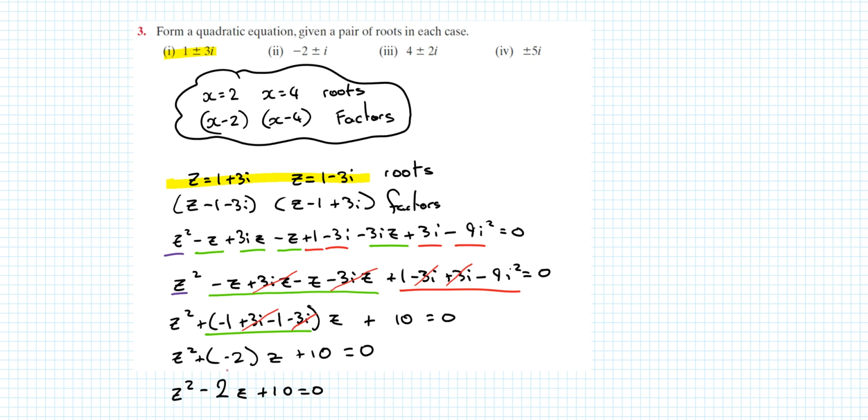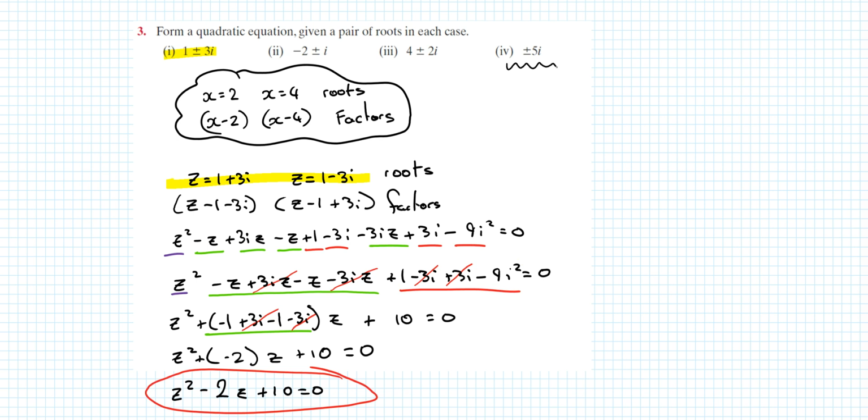Minus 1 and minus 1 is minus 2. What do I know about minus 9 and i squared? That's going to become plus 9. So it's 1 plus 9 is 10. And there we have our equation at the end. Okay, so you repeat that exact same process for all the questions.